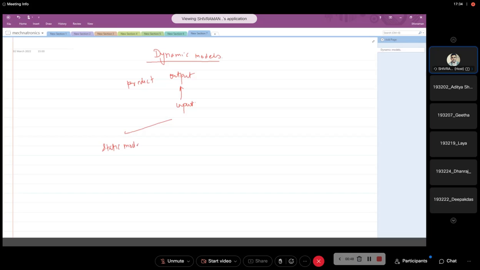static model and dynamic model. Okay. So basically in a static model, once your steady state is reached, your output, let's say Y, will correspond to your input X. However, in dynamic model, your output and input change with time.